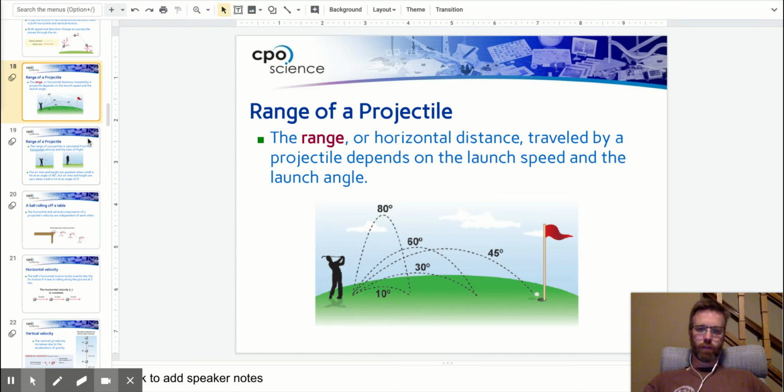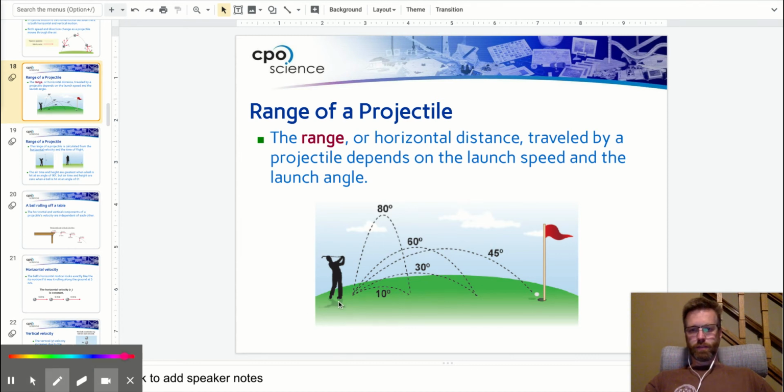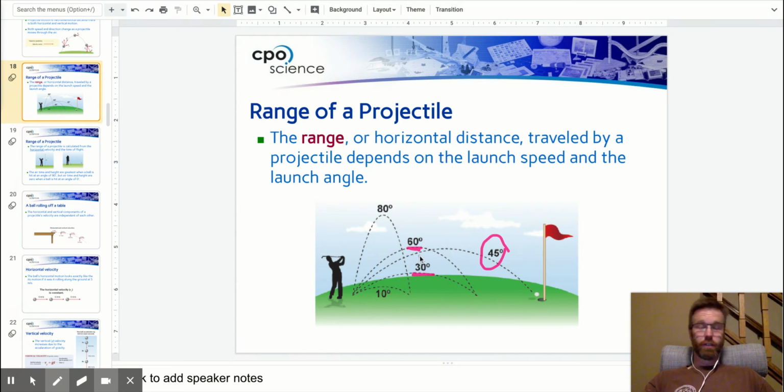We talked about range. Here's a cool thing you might have noticed about symmetry. 45 degrees, you probably saw in your experimentation, gives you the biggest range. Things go the farthest at 45 degrees. If you subtract 15 from 45, you get 30 degrees. But if you add 15 to 45, you get 60 degrees. And the cool thing is, assuming there's not much air resistance to worry about, those two angles give you the same range. Both of them are off 45, but they're the same.